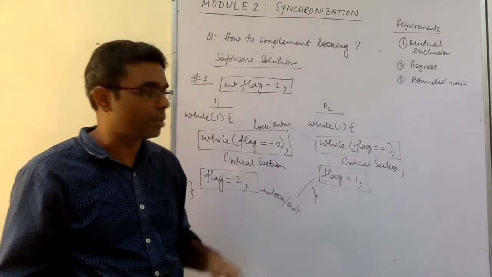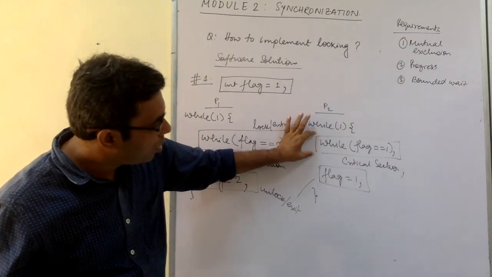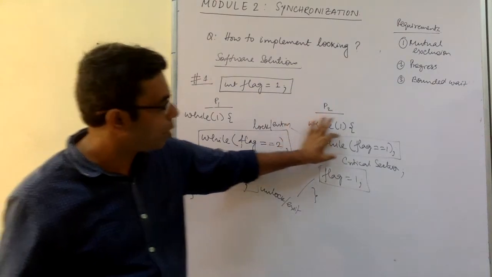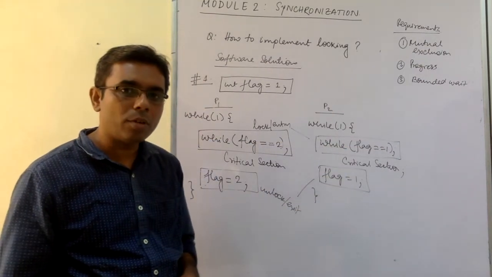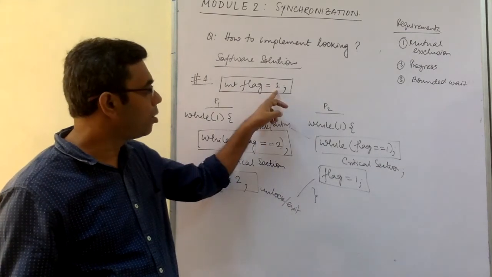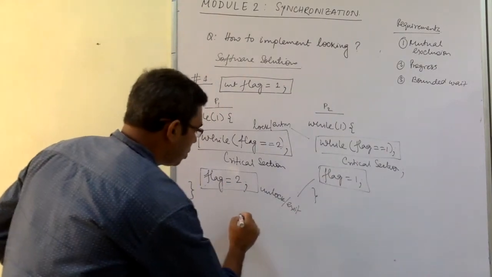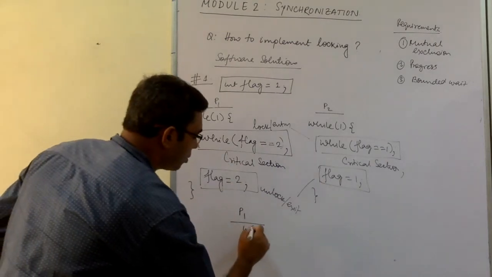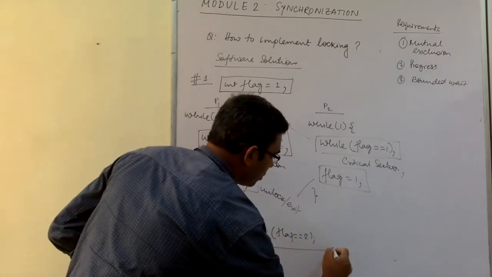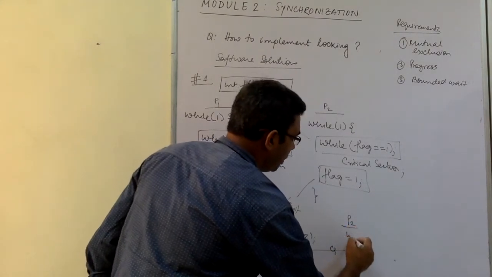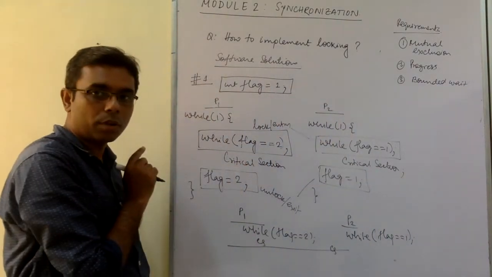P2 also wants to enter the critical section, so it is also executing this part of the code. When P2 executes this portion, it will enter the lock and find while flag equal to 1. Is flag equal to 1? Yes, because remember that this has not yet been executed. P1 executed till this, and there was a context switch. Now P2 is currently executing this line. So flag is still 1.